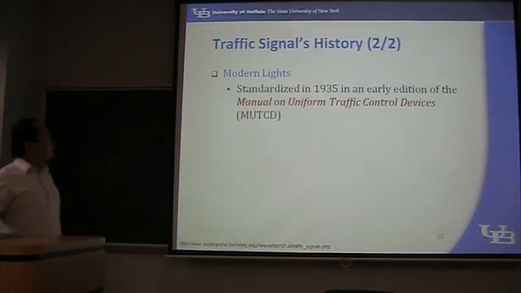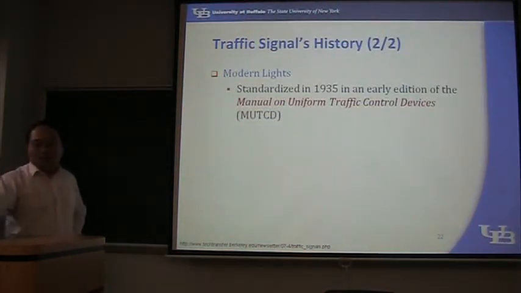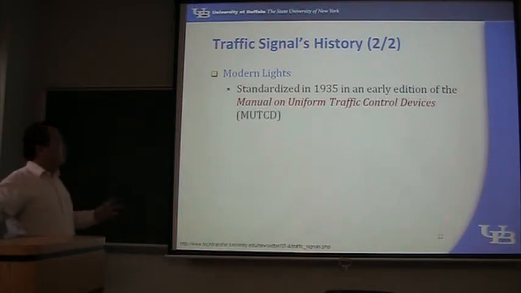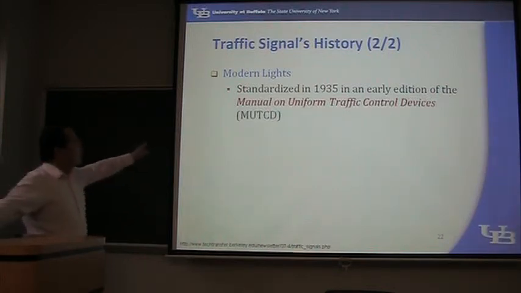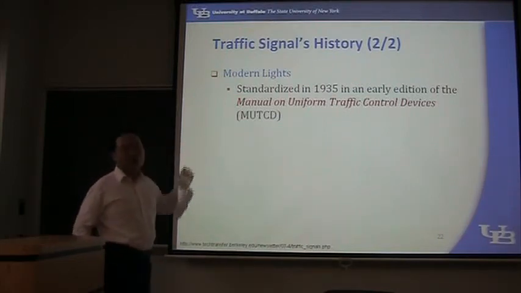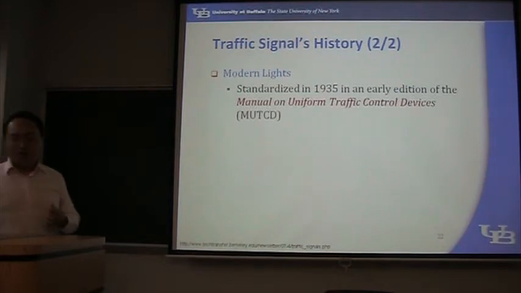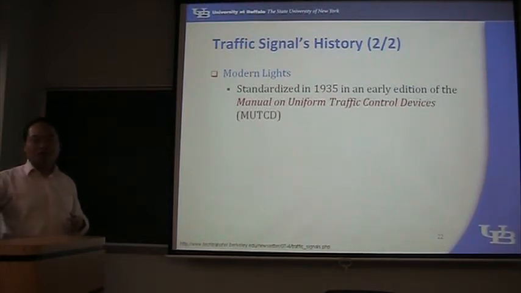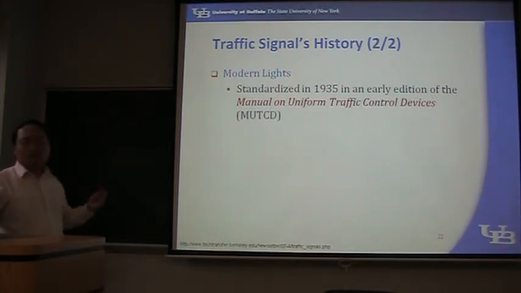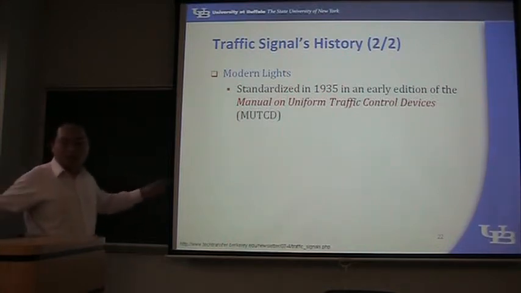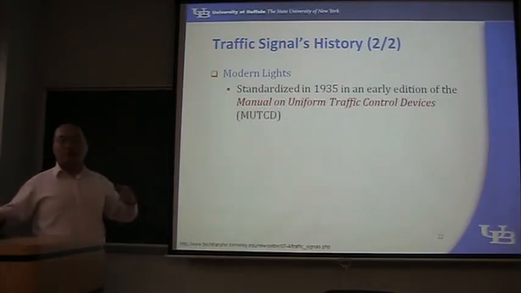After that, since 1935, this traffic signal had been standardized by this book, this manual. This manual is used very frequently in traffic simulation, traffic engineering. It's called Manual on Uniform Traffic Control Devices, whose acronym is MUTCD. In an early edition of MUTCD, the modern lights had been standardized.